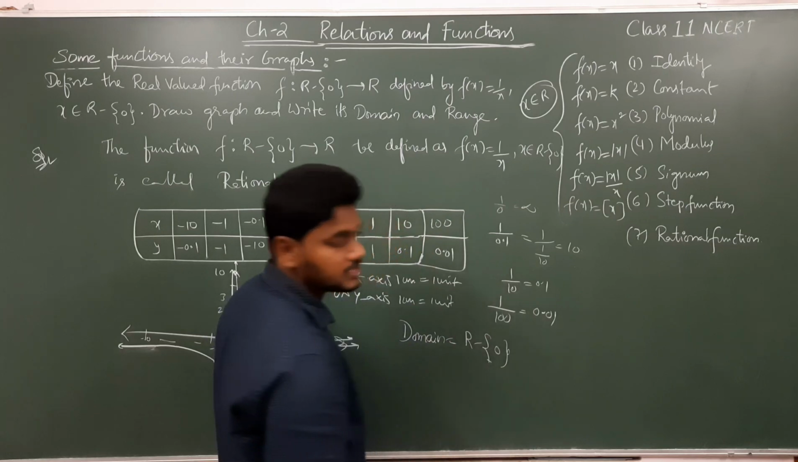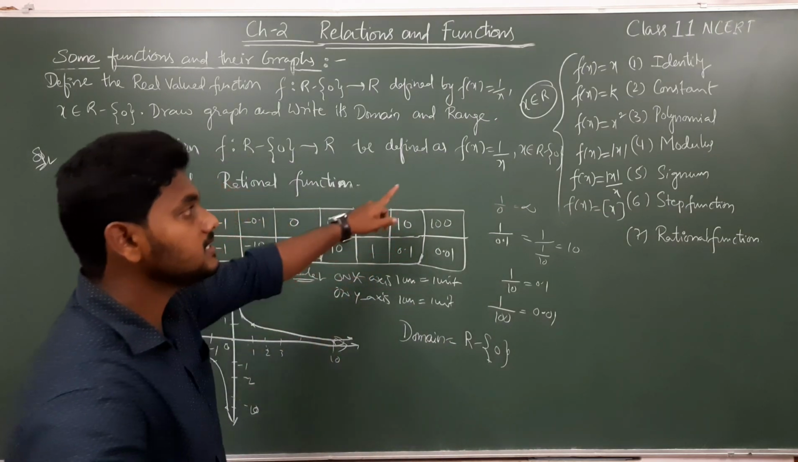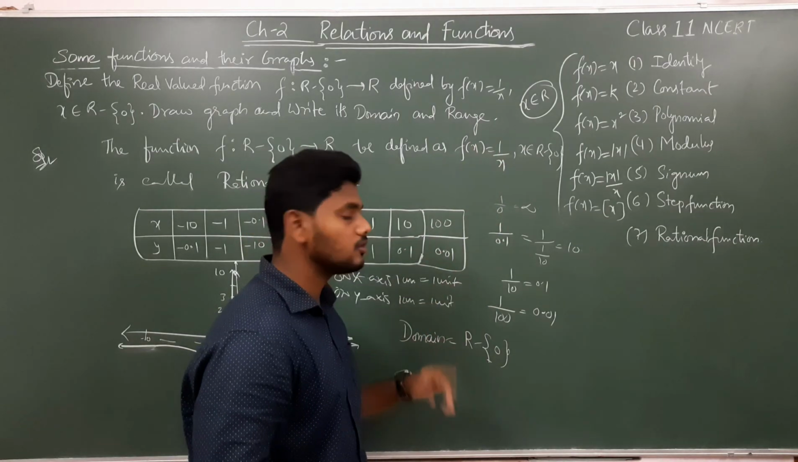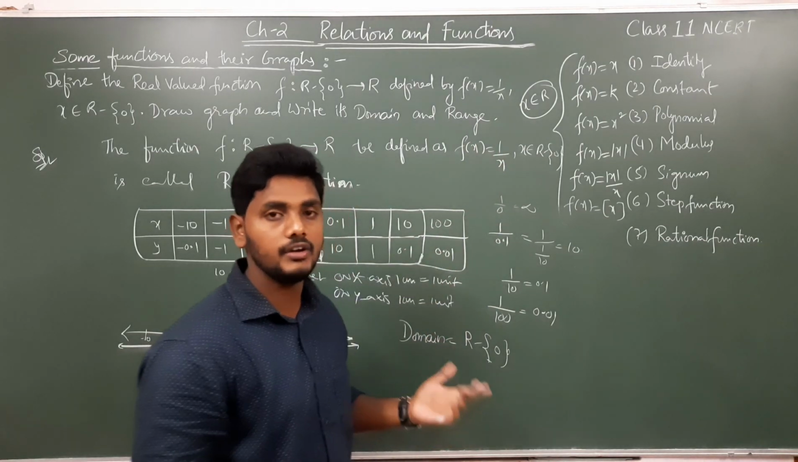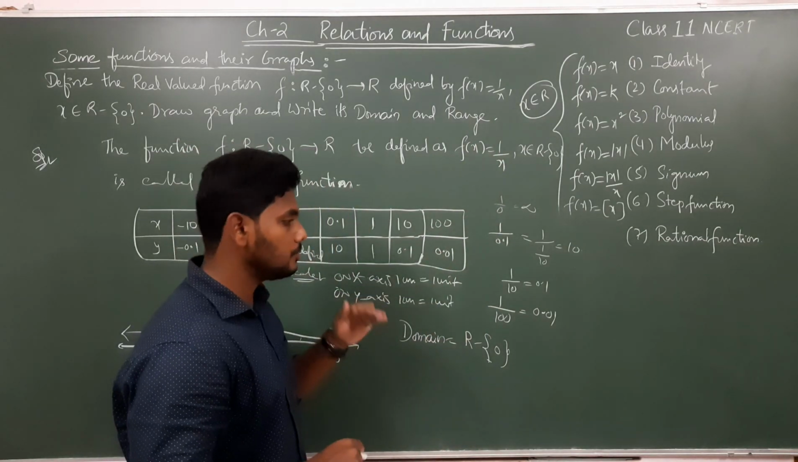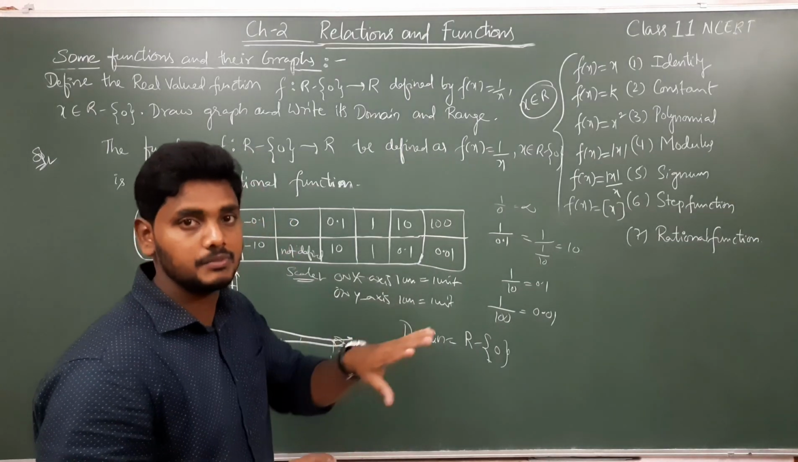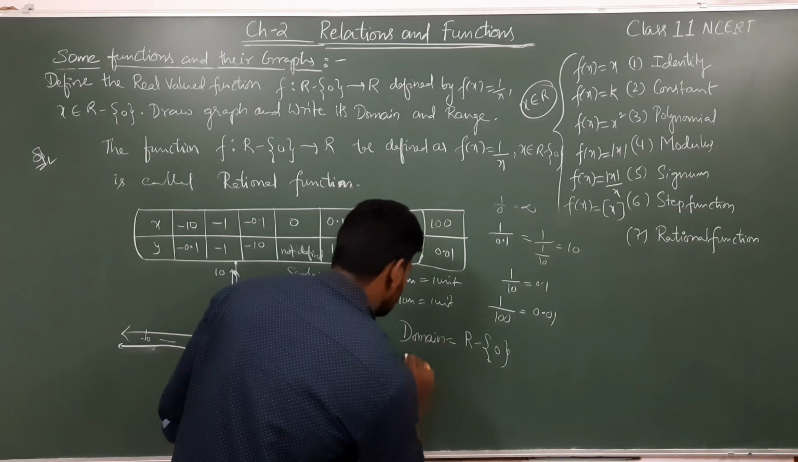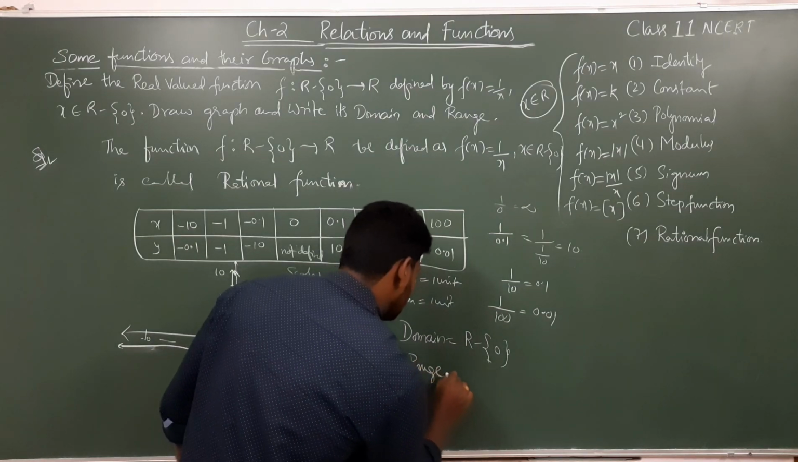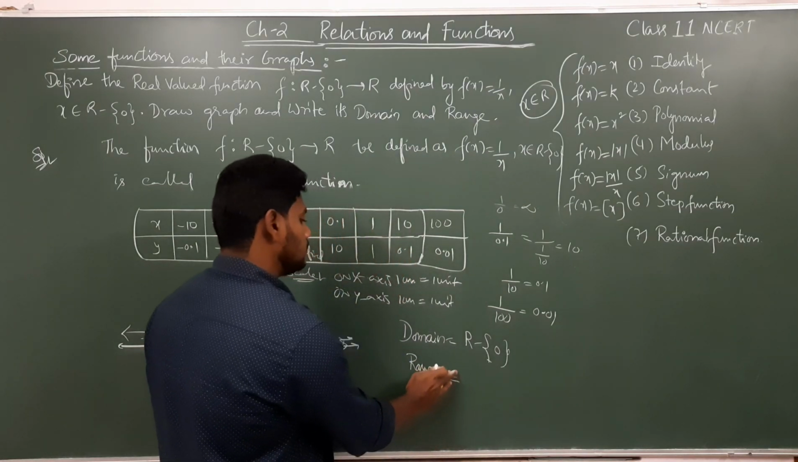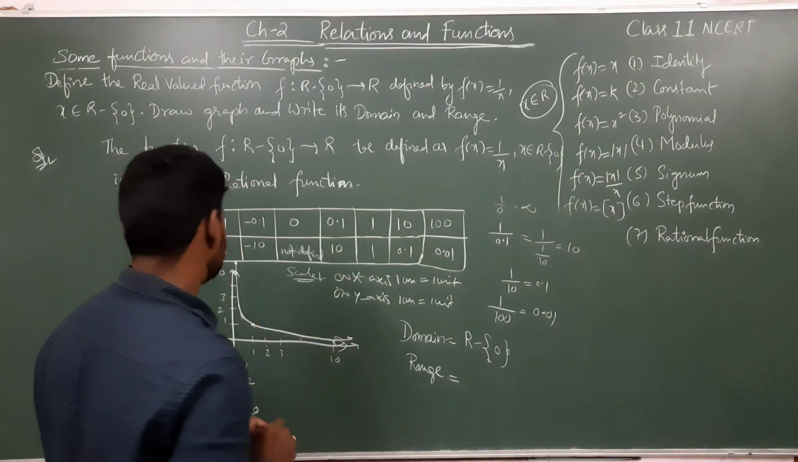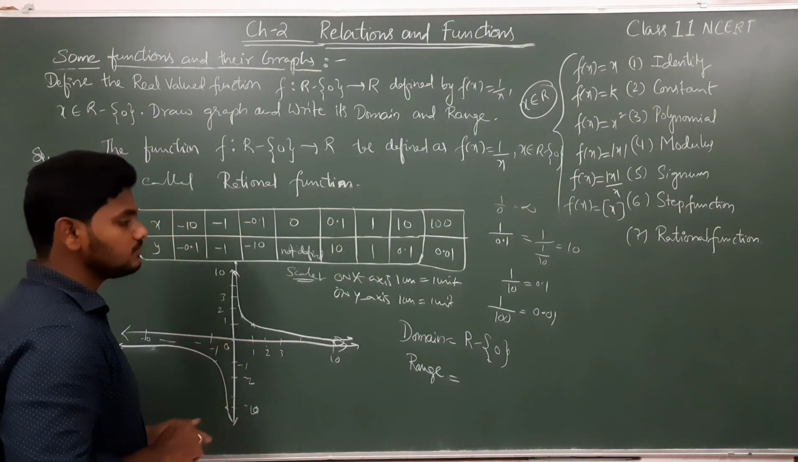Nothing but all real numbers except 0. Depending on the rational function, the domain and range will change. How it will change I have also shown. The denominator we need to equate to 0. Except that number, all remaining real numbers are domain values. Next, range. Range is also different for different rational functions. Now what is the range of this function?